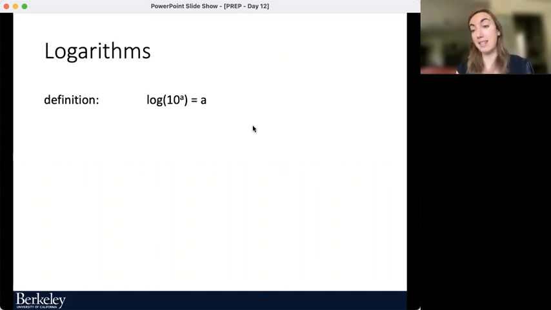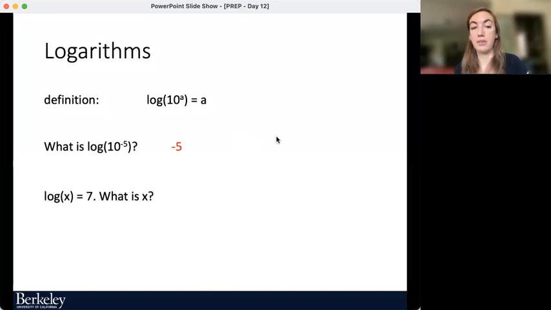This is base 10, which is what we normally use. If I did base 5, then I would do 5 instead of 10, but we're only going to be using base 10 here. So the log of 10 to the a is just a. As an example, the log of 10 to the minus 5, where a is minus 5, is minus 5.